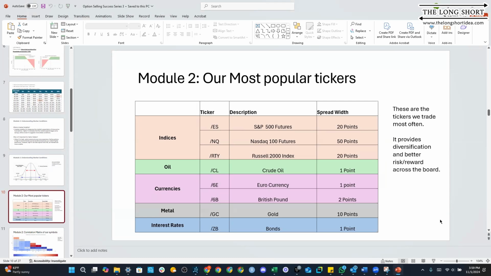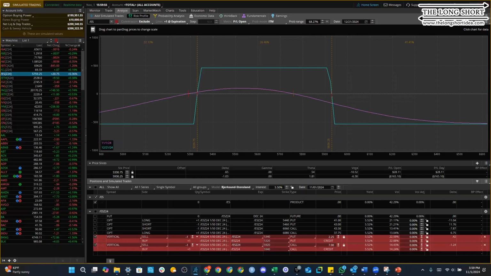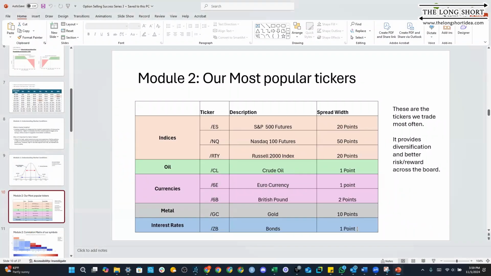In the interest rate markets, I prefer trading bonds versus notes. Notes are the 10-year treasuries, and bonds are like 30 years. I understand the 30-year market better. And again, like I said, it's only 1 point out. Each point is like $15.625.